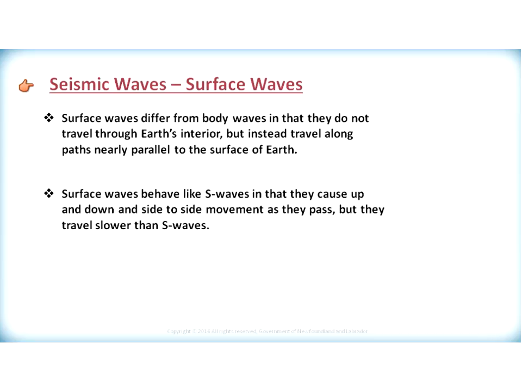When we look at the second category of seismic waves, these are called surface waves. Surface waves differ from body waves in that they do not travel through the Earth's interior, but instead travel along paths nearly parallel to the Earth's surface. Surface waves behave like S waves in that they cause up and down and side-to-side motions as they pass, but they travel slower than S waves.